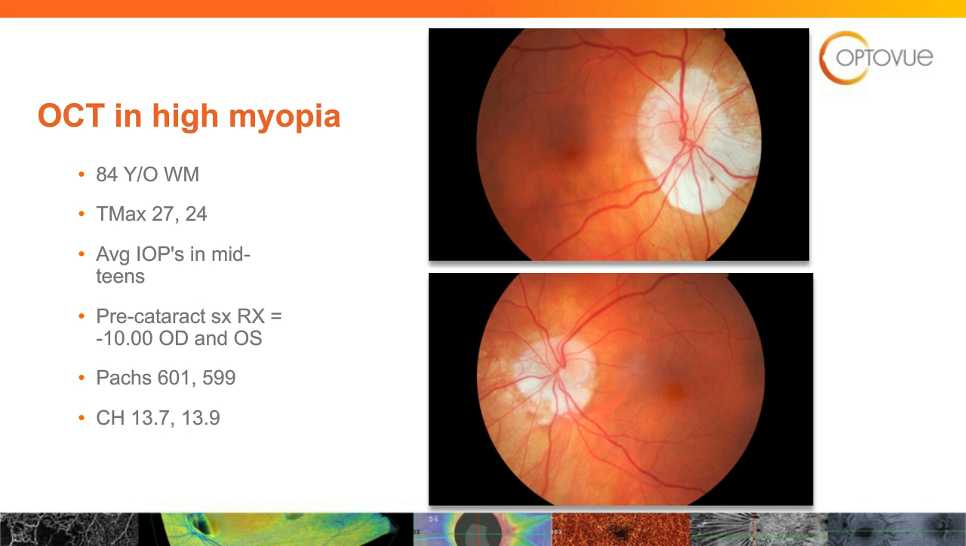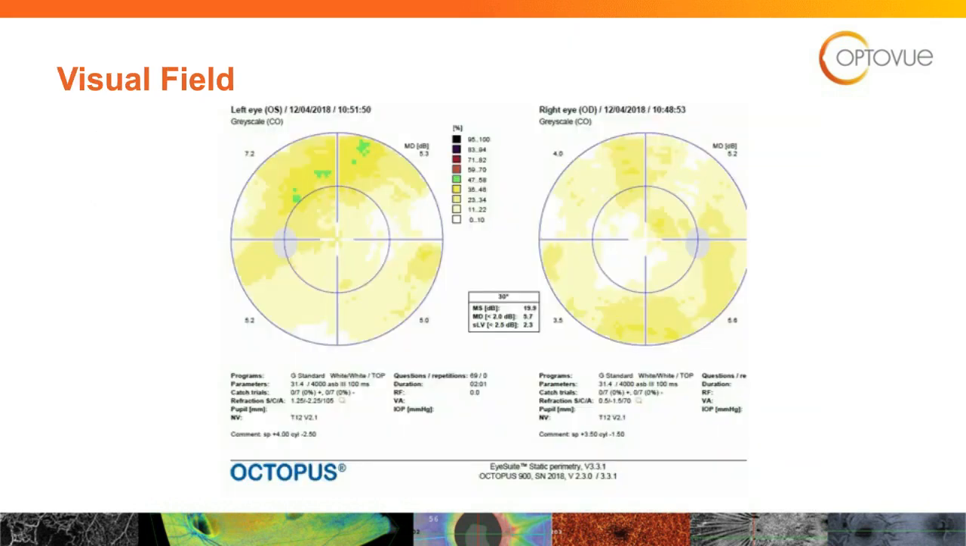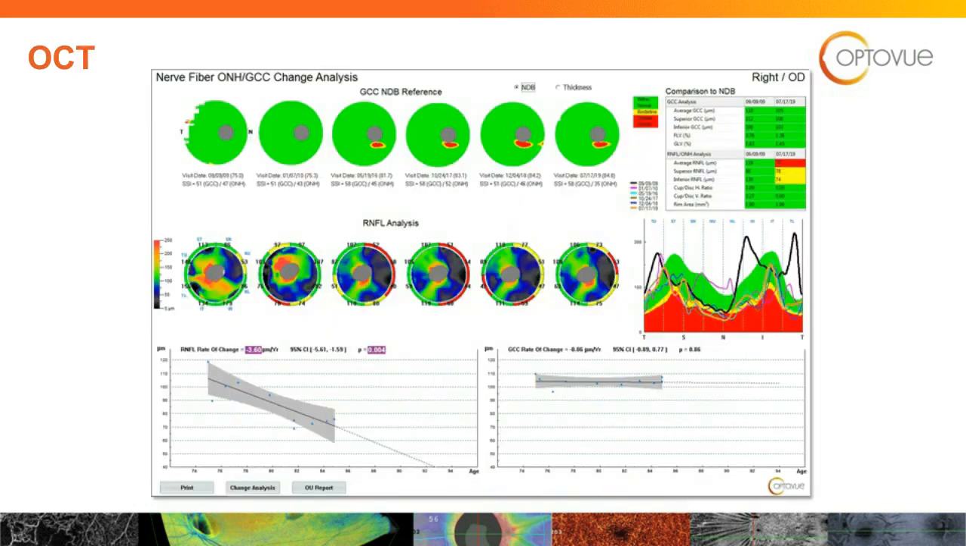Here are pictures of the fundus, and we look at these non-specific changes within the Octopus visual field. And here's the OCT. If we look at this OCT, we would look at the pattern of the ganglion cell complex, and we can see along the top, it really doesn't change much.